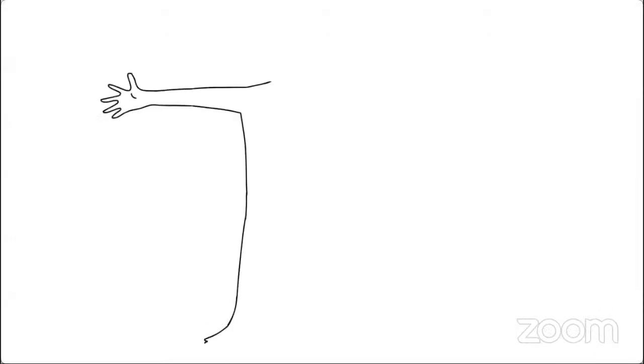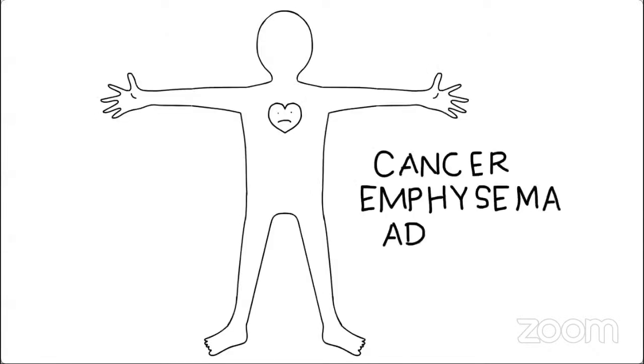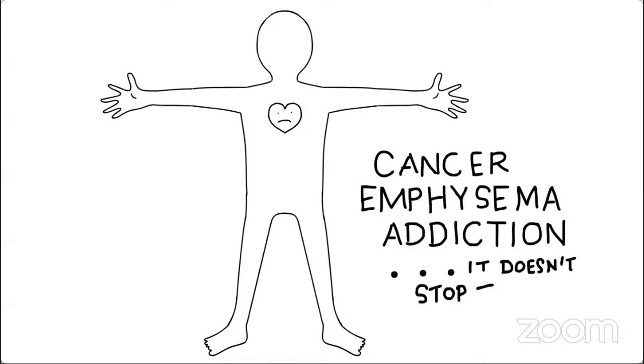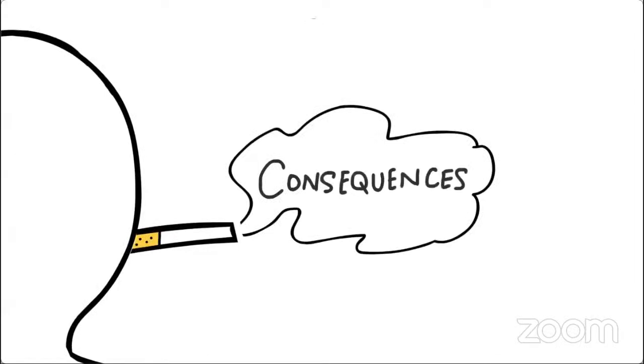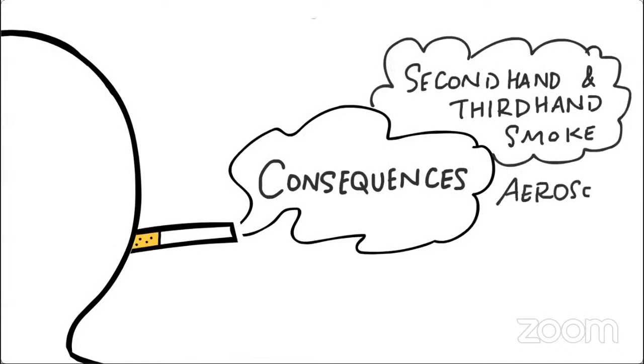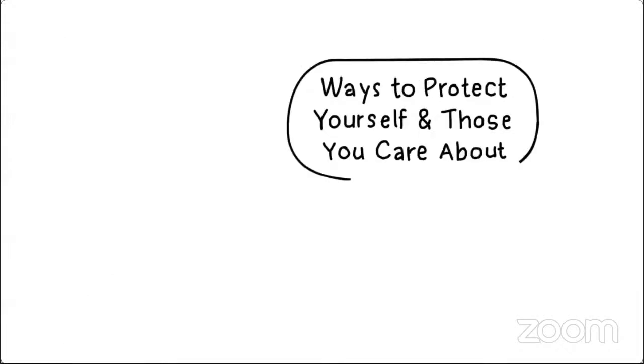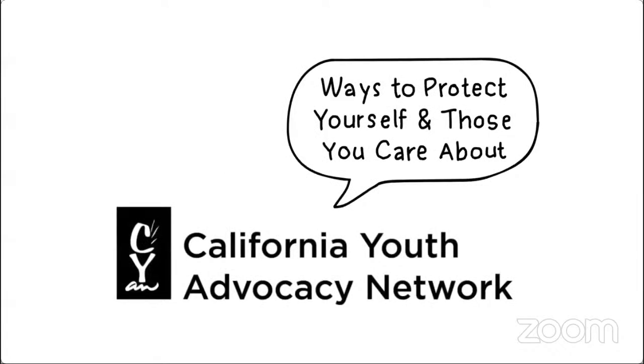You may know that using tobacco causes serious health risks for people who smoke and vape. We're talking cancer, emphysema, addiction, to name a few. But did you know the harms of smoking and vaping don't stop there? Seriously. Sometimes our behaviors have consequences we never even think of. That's especially true of exposure to secondhand and thirdhand smoke and aerosol. There are ways, however, to protect yourself and those you care about. The team at the California Youth Advocacy Network wants to share them with you.